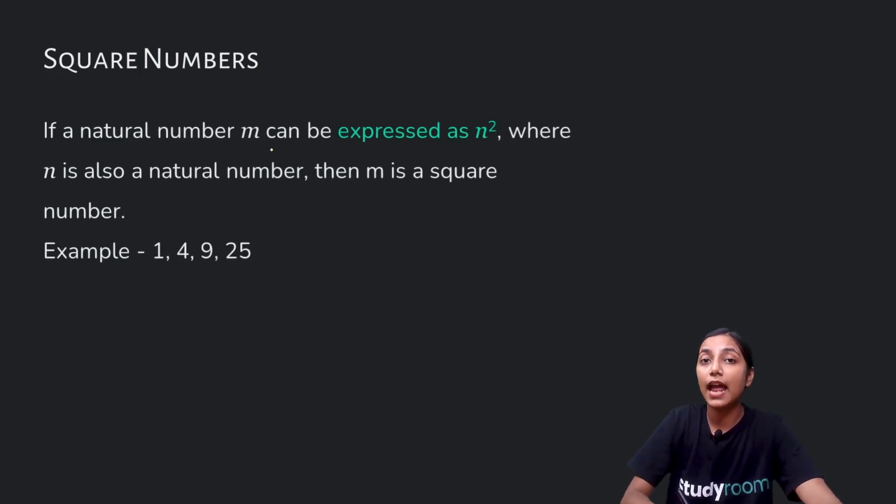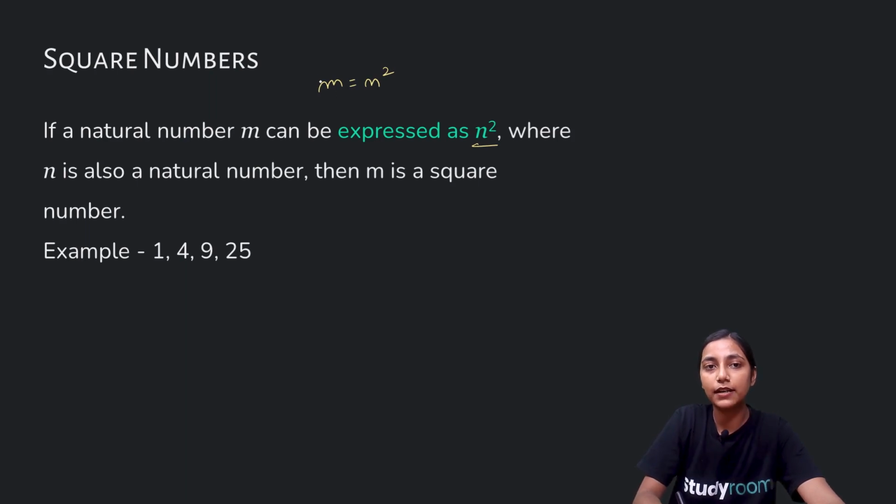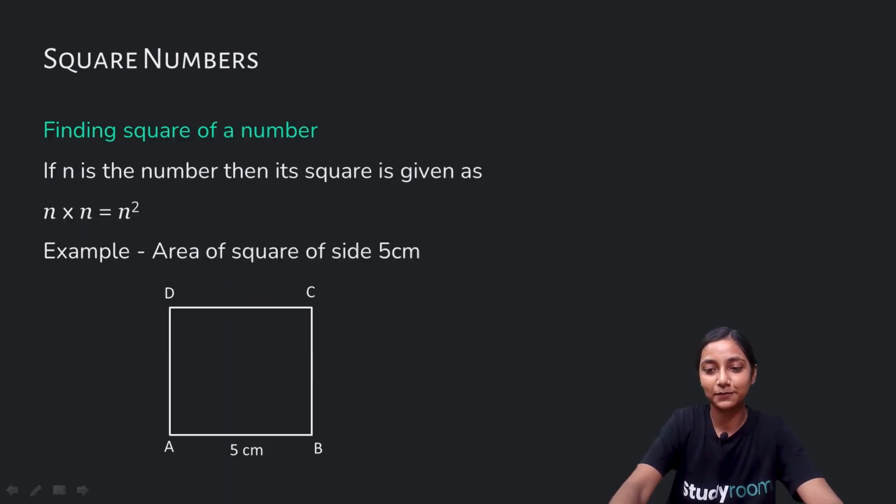Now, if a natural number m can be expressed as n squared, where this n is a natural number, then m is a square number. So, if m can be written as n squared, then this number m is said to be a square number, where n is a natural number. Some examples of square numbers are 1, 4, 9, 25. We know that 1 is the square of 1, 4 is the square of 2, 9 is of 3 and 25 is of 5. Since all these numbers can be written in this form, these numbers are known as square numbers.